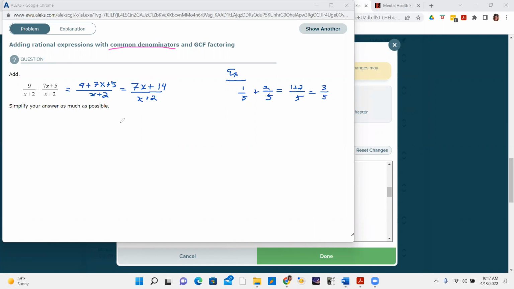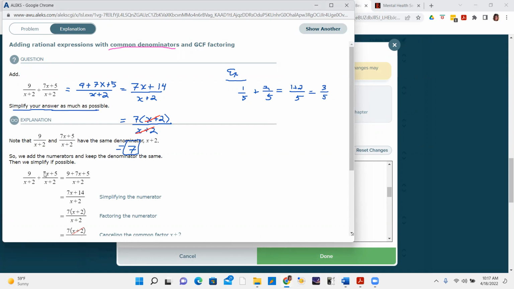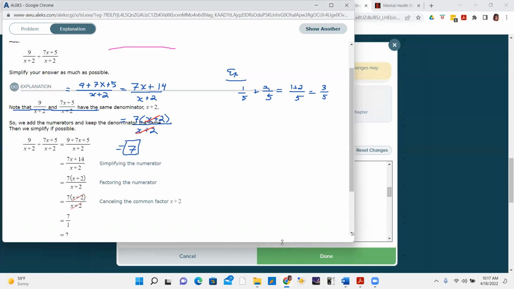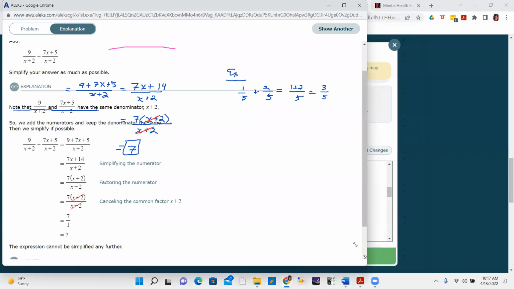And look, on the top, we can factor out a 7. With all fractions, we want to make sure that our final answer is simplified as much as possible. So here, those x plus 2s cancel. And voila, we're left with just 7. They show the same exact thing, factoring out the 7 and canceling the x plus 2.